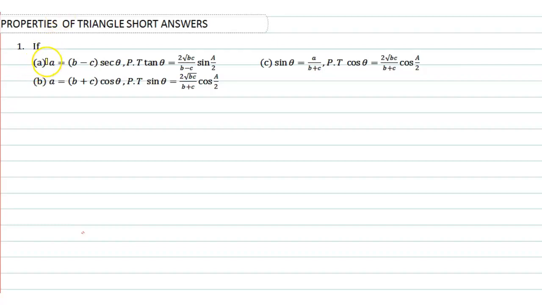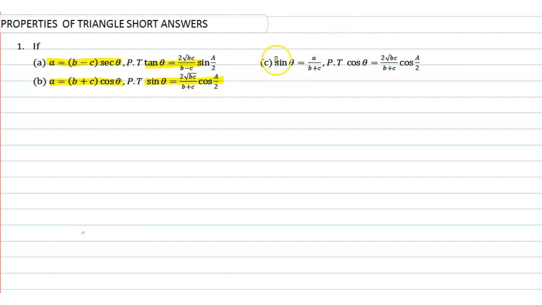If a is equal to b minus c into secant theta, then prove that tan theta is equal to 2 root bc by b minus c into sin A by 2. And the second question is also the same model. If a is equal to b plus c into cos theta, then prove that sin theta is equal to 2 root bc by b plus c into cos A by 2.